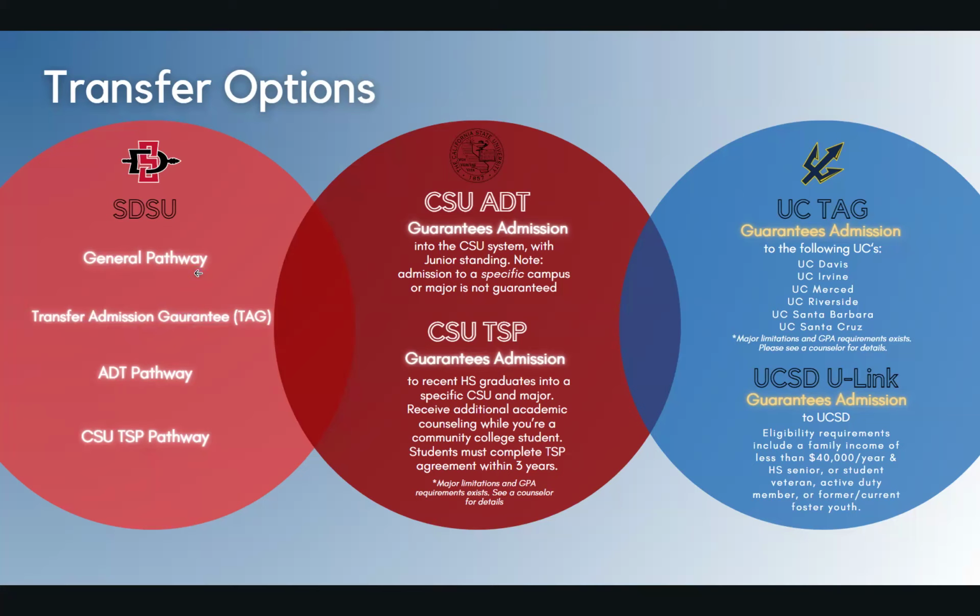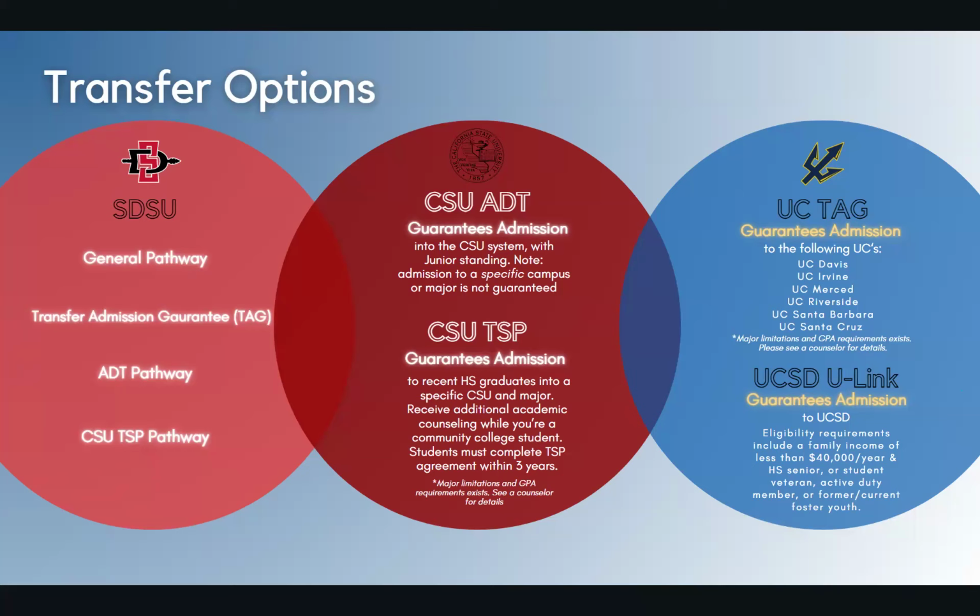Regarding the general pathway, many of you will receive priority consideration just for being a local student. Priority consideration just means your batch will be considered before SDSU considers students from other community colleges outside of SDSU's local area. So for example, a Cuyamaca student's application will be reviewed before a Miracosta or Palomar student.